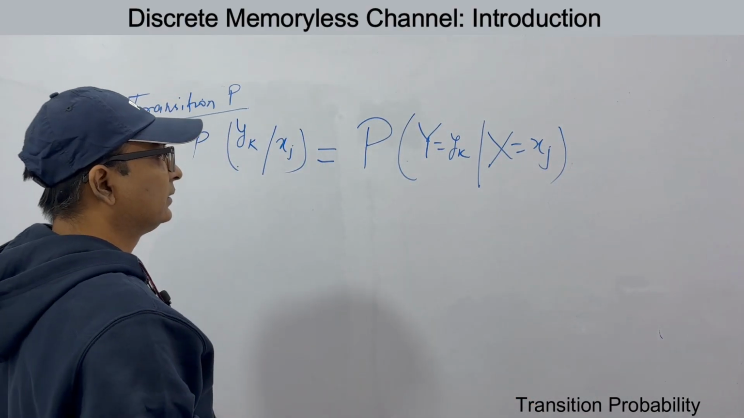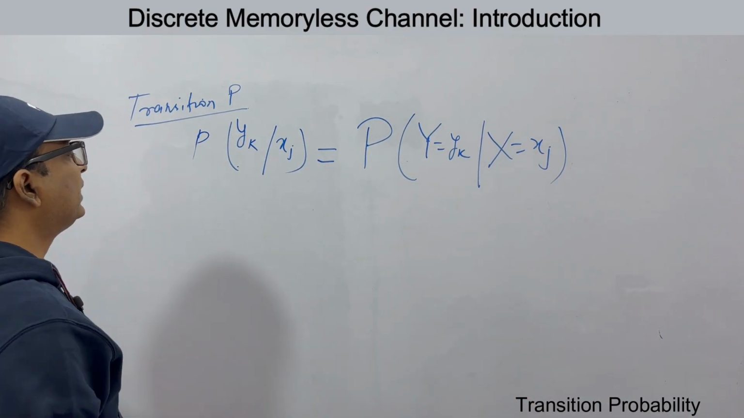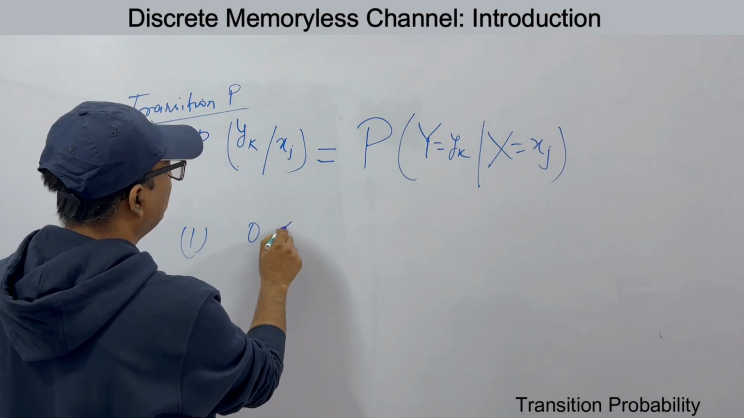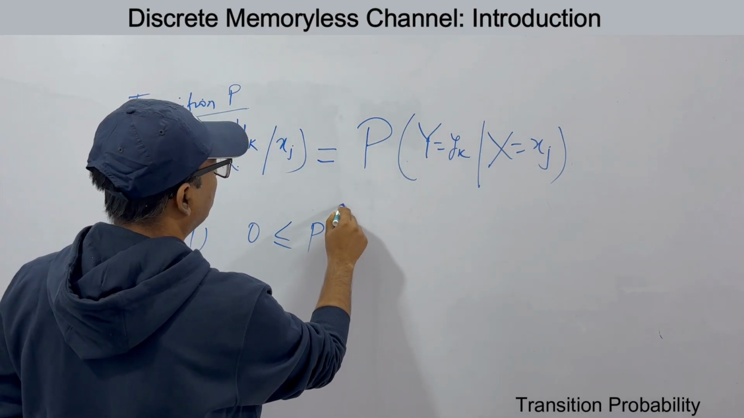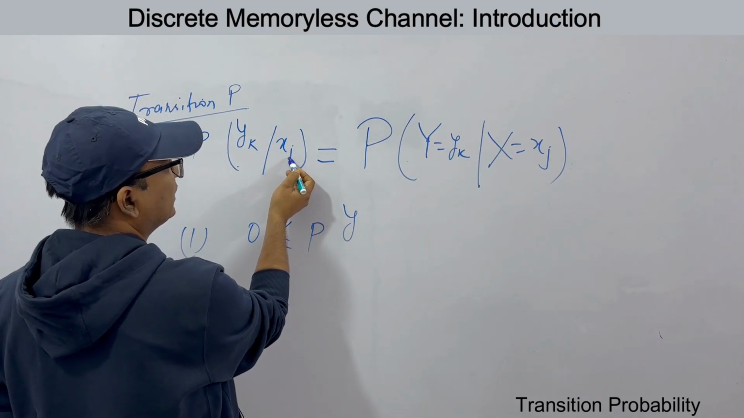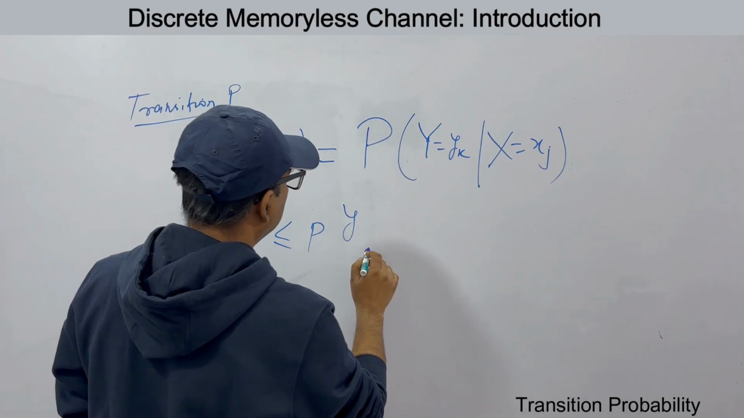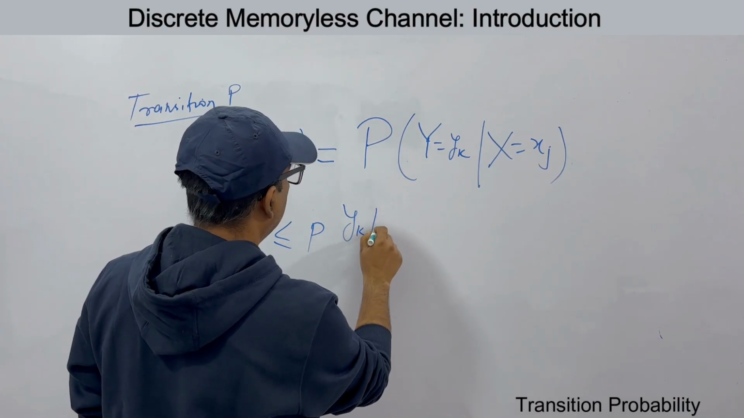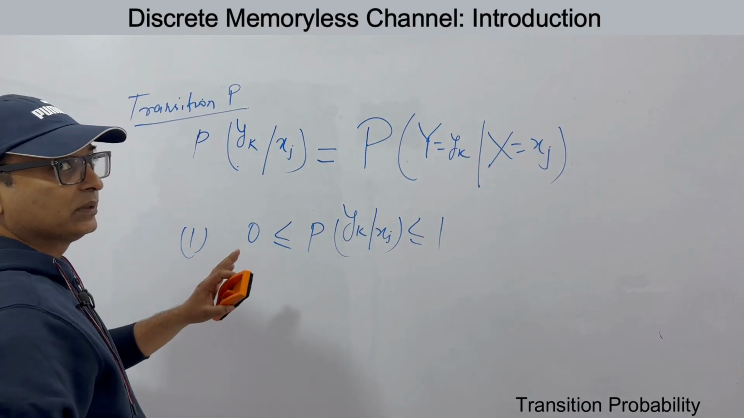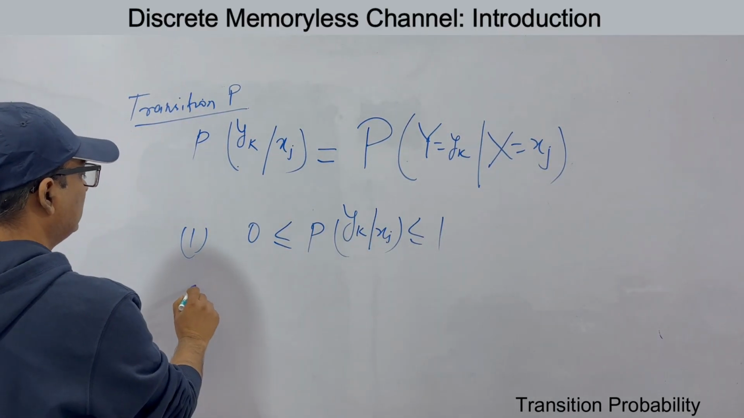It's written like this. Now obviously this is probability, therefore we'll have two properties. First is it will lie between 0 and 1. We know this very well. The probability of getting Y when this X input is given, the transition probability P(y_k | x_j), lies between 0 and 1 because this is probability. This you should keep in mind.